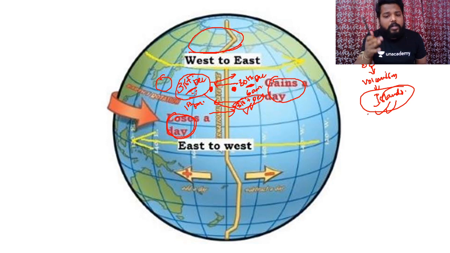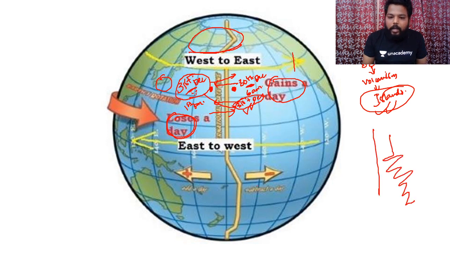So, to avoid such kind of confusion in international dealings, what they did is they twisted this international dateline. Now the international dateline is not in a straight line. It is somewhat in a zigzag manner. You can see this once you open your atlas, you can observe this point.